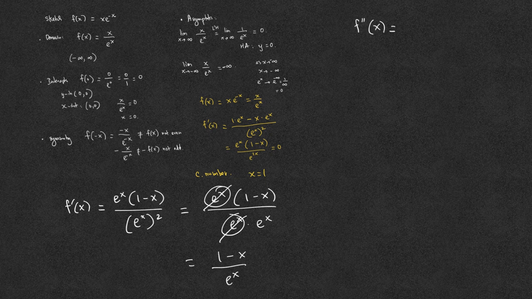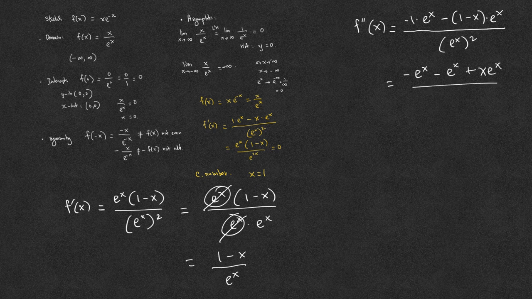The second derivative, using the quotient rule: we square the denominator and we differentiate the numerator. The derivative of 1 minus x is 0 minus 1, times the denominator, minus the numerator, 1 minus x, times the derivative of the denominator, which is e to the x. Simplifying this, we have negative e to the x minus e to the x plus x times e to the x over e to the x squared, but this is minus 2e to the x plus x times e to the x over e to the x squared.